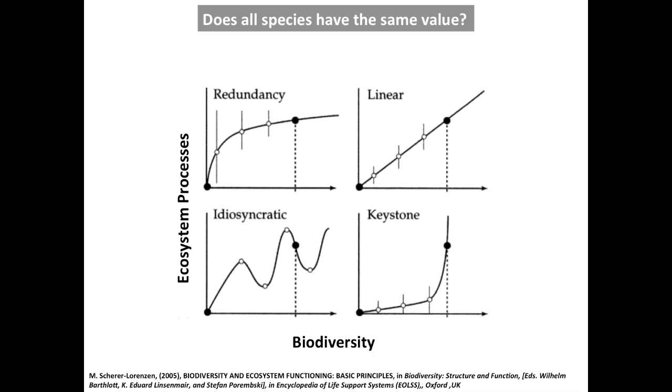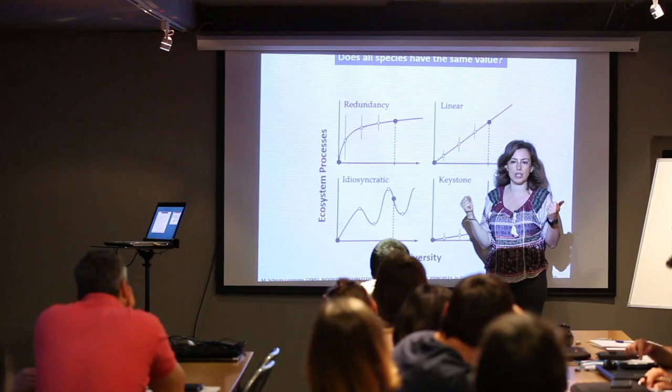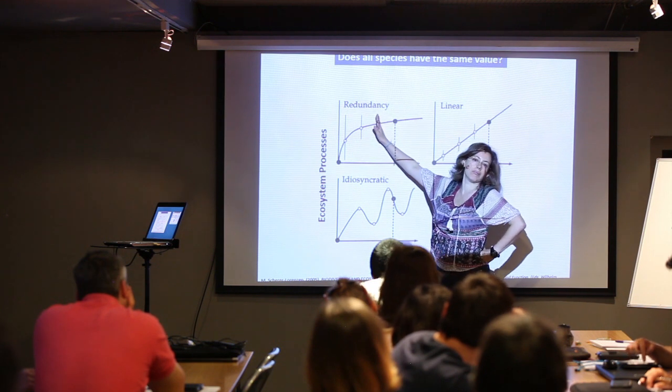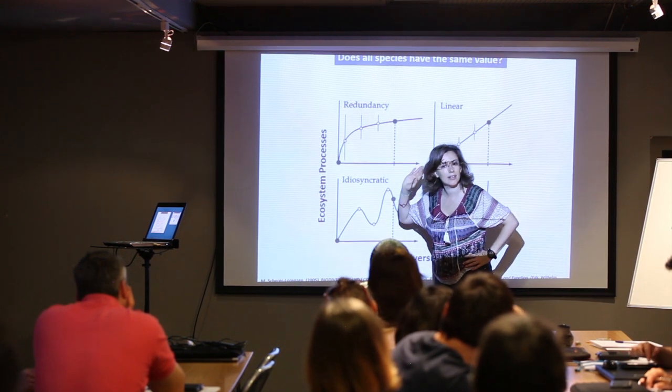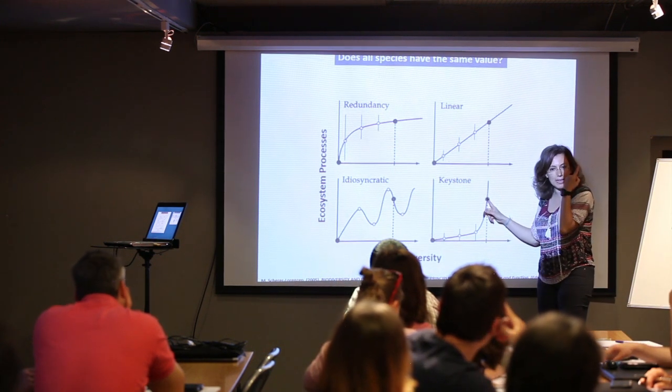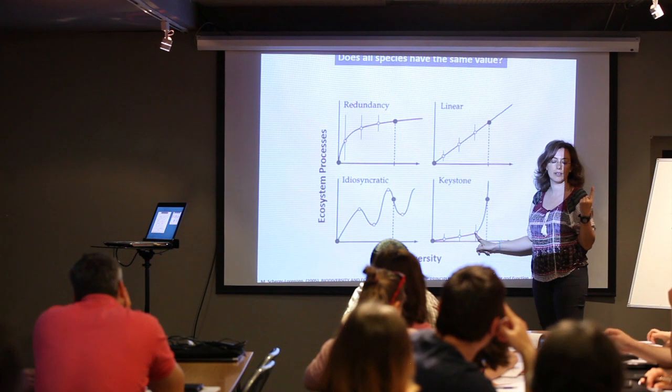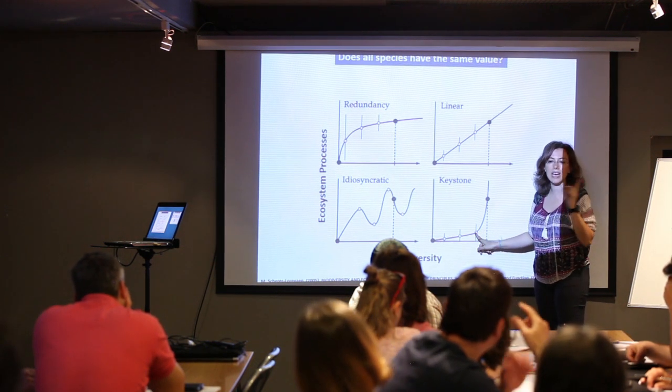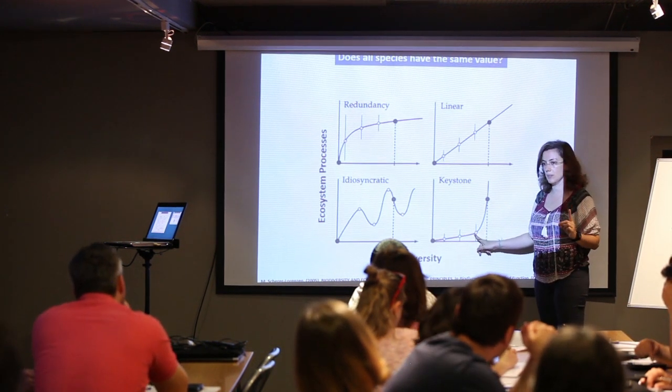If all the species have the same value, then you have ecosystem process and biodiversity. We lose one species, we lose one function. We lose one process, okay? If the species is redundant, for example nitrogen-fixing species, we have 20 nitrogen-fixing species, and if you lose just one, there's a 19th still functioning, no problem. But if it's a keystone species, the only nitrogen-fixing plant species, then we lose the nitrogen function. So all the species don't have the same value at ecosystem level.